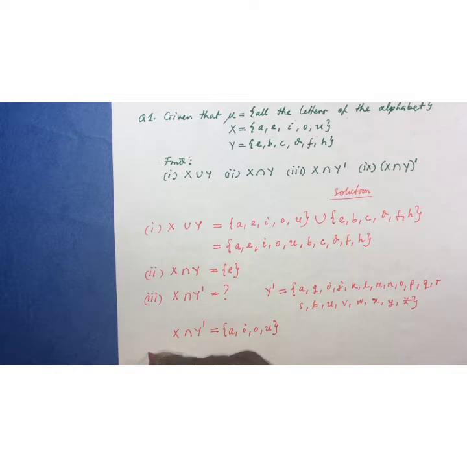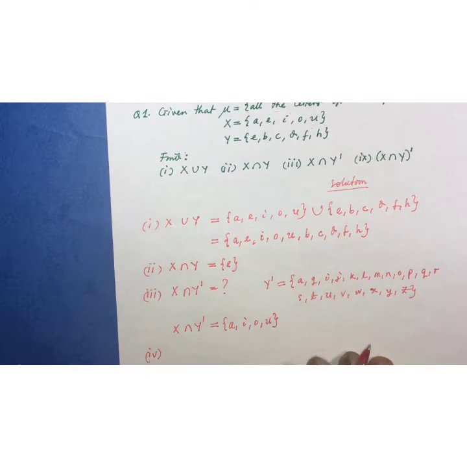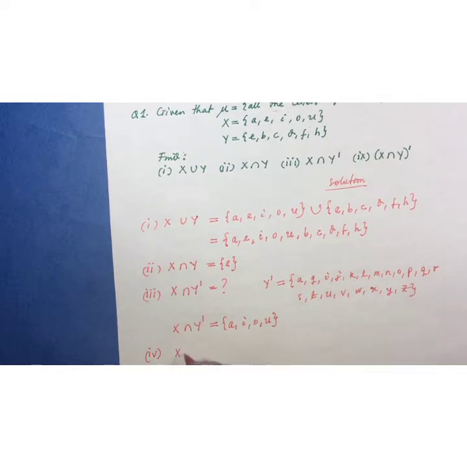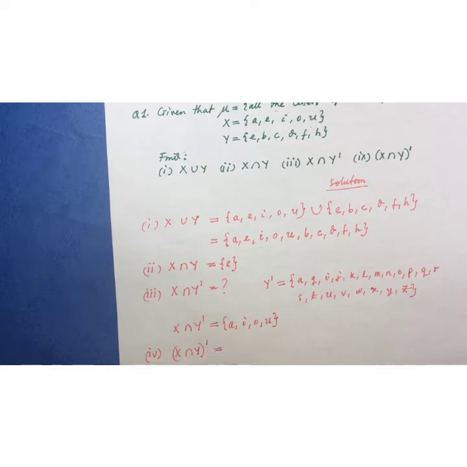Now let's go to number 4. We are asked in number 4 to find X intersection Y all complement. So remember, the complement of a set will contain elements found in the universal set but not in that set. We had obtained X intersection Y to be the set that contains only E. So X intersection Y complement will be all the elements that are not E in the universal set.